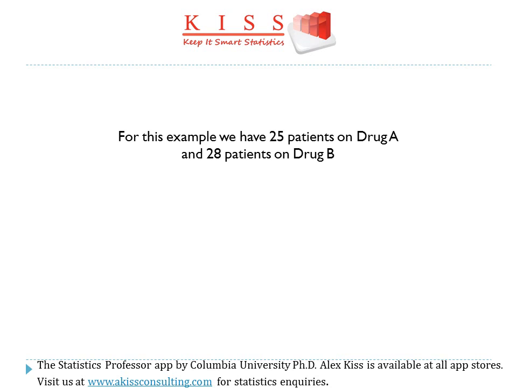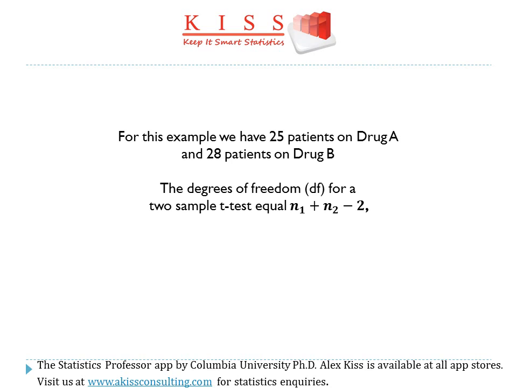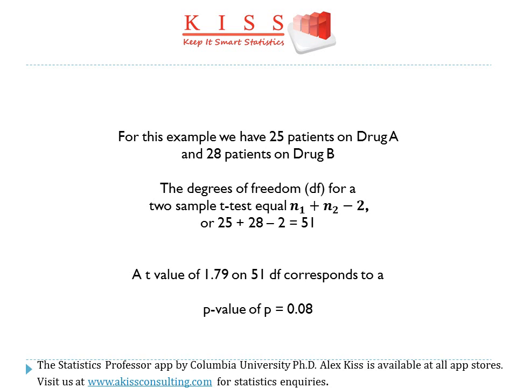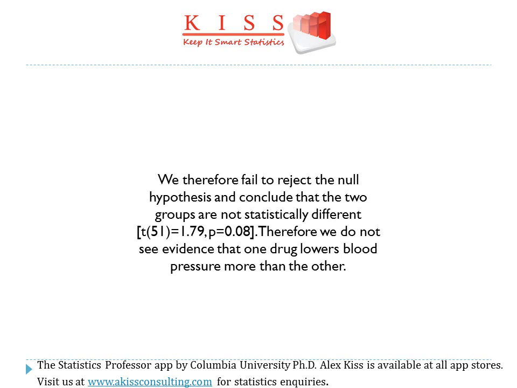So we know that we have 25 patients on drug A and 28 patients on drug B. The degrees of freedom for a two-sample t-test are going to equal n1 plus n2 minus 2. So 25 plus 28 minus 2 equals 51. A t-value of 1.79 on 51 degrees of freedom corresponds to a p-value of p equals 0.08. We therefore fail to reject the null hypothesis and conclude that the two groups are not statistically different. Therefore, we do not see evidence that one drug lowers blood pressure more than the other.